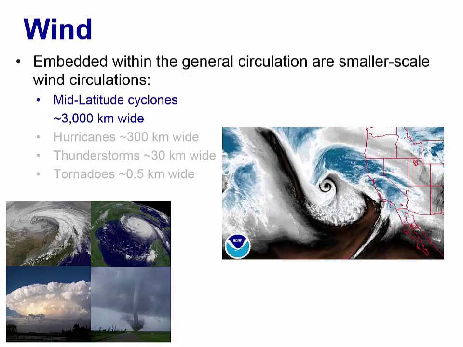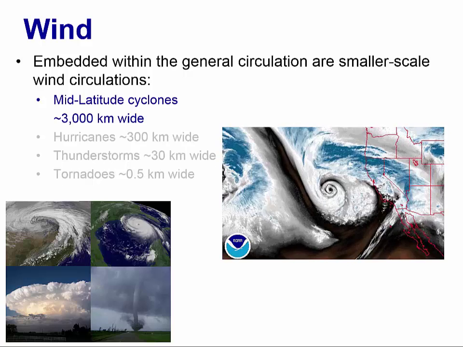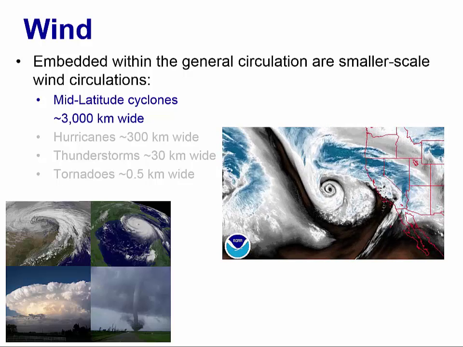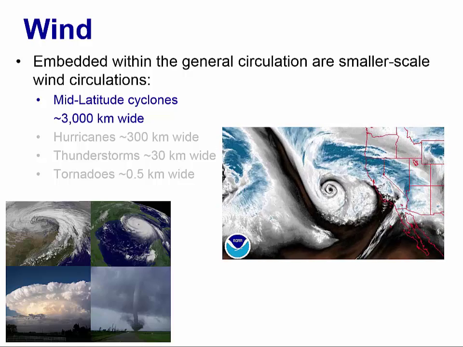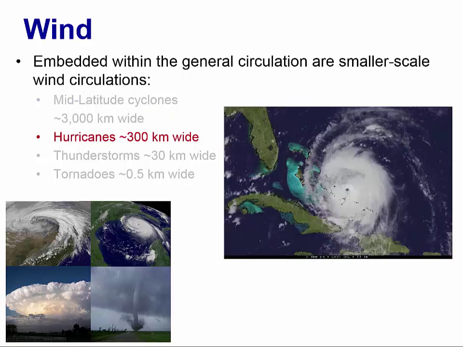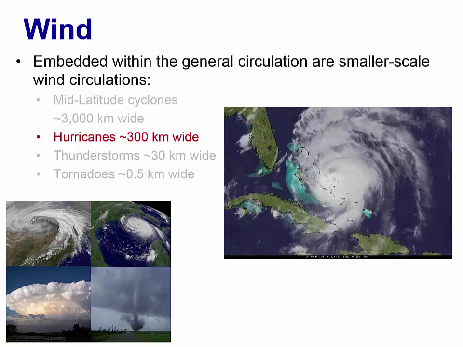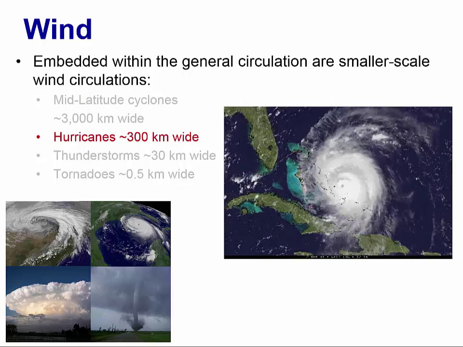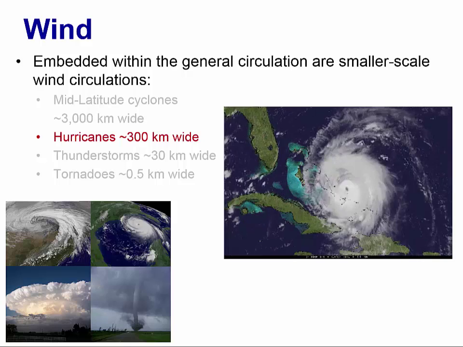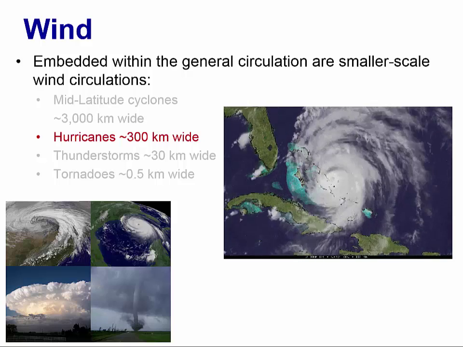Examples include mid-latitude cyclones, which are on the order of 3,000 kilometers wide. These systems can bring about a plethora of dangerous weather conditions across the country and the rest of the world. Hurricanes are smaller, on the order of 300 kilometers wide, but we all know that they can yield devastating weather conditions across the eastern US as well as other regions across the world.